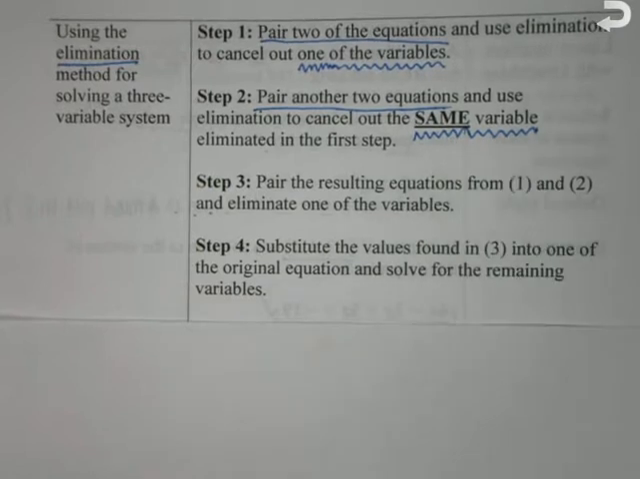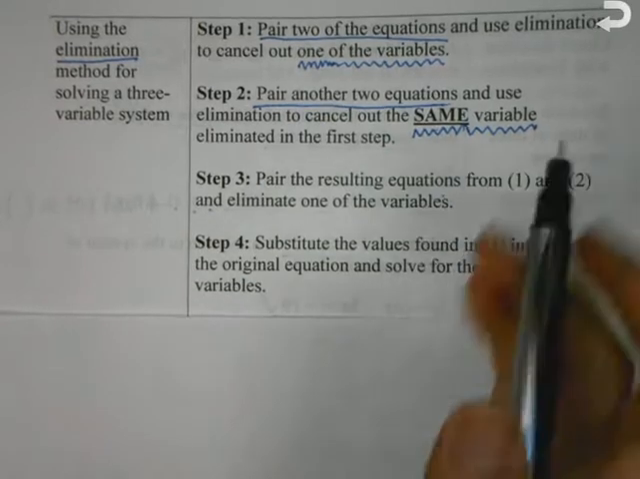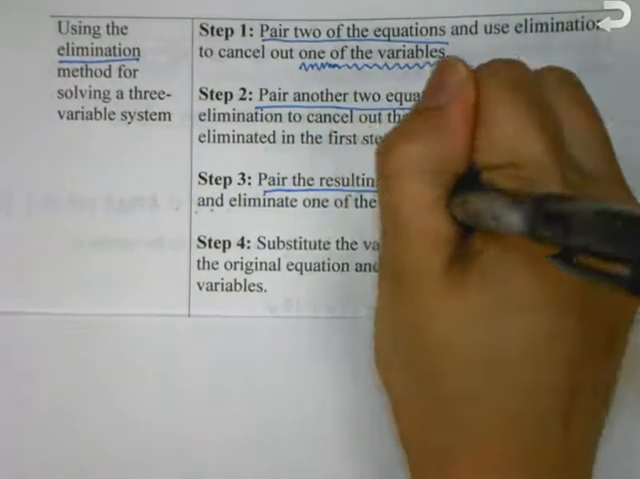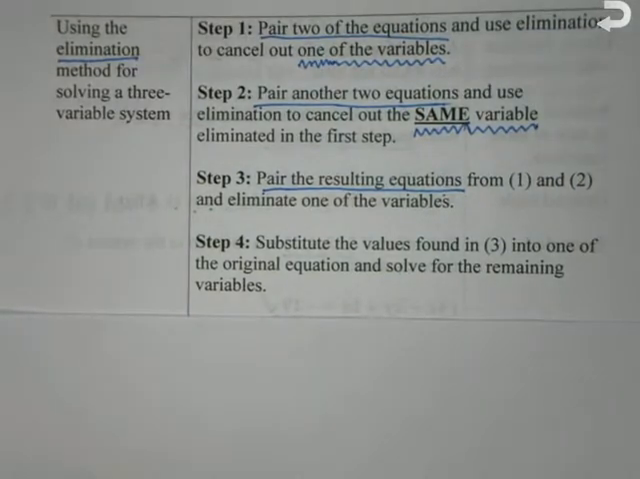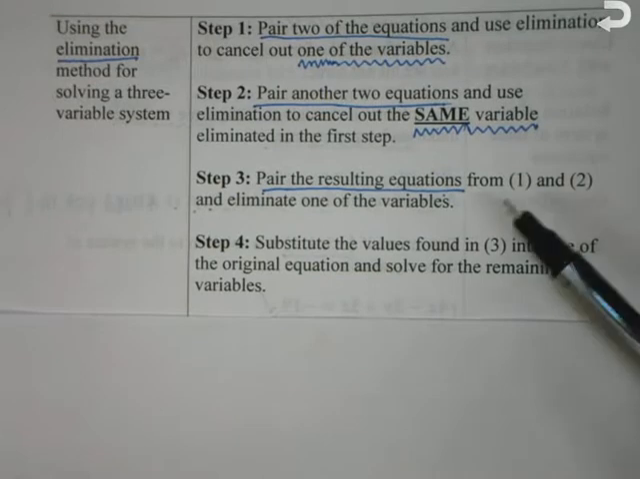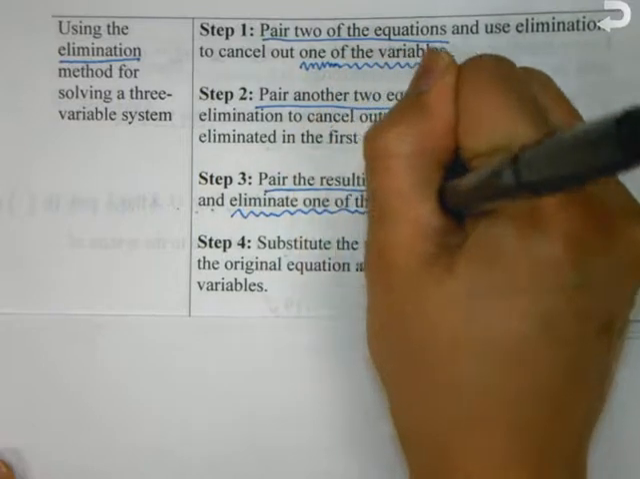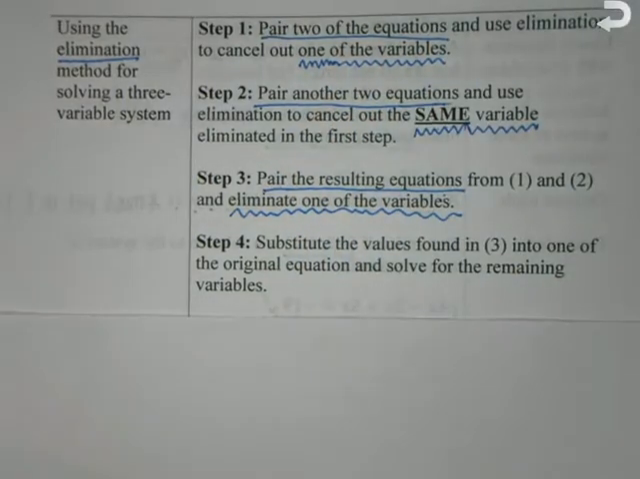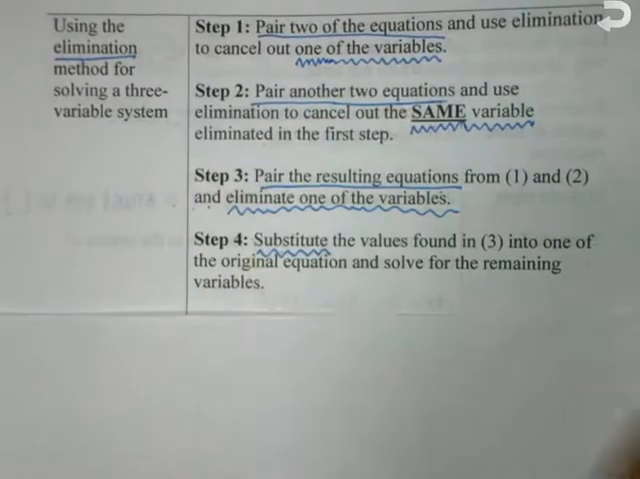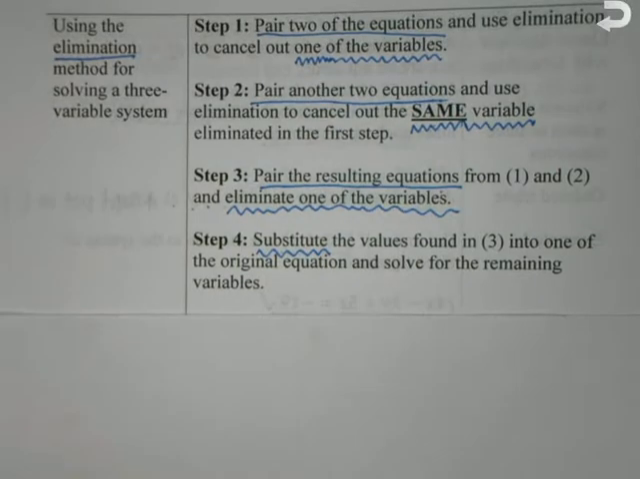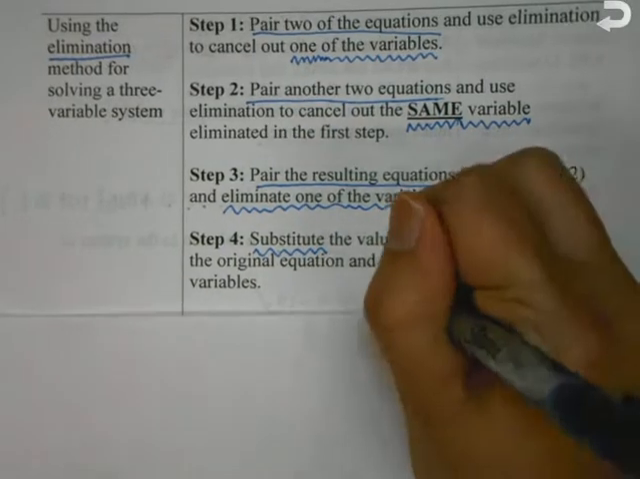Okay, we're going to pair those equations, the resulting equations from steps 1 and 2. So we're going to get 2 new equations from step 1 and step 2. You're going to pair those, and we're going to eliminate a new variable. That's going to give us an answer. So we're going to substitute that value into one of the original equations and solve for the remaining variables. Okay, on paper, in words, it sounds like a lot of work.